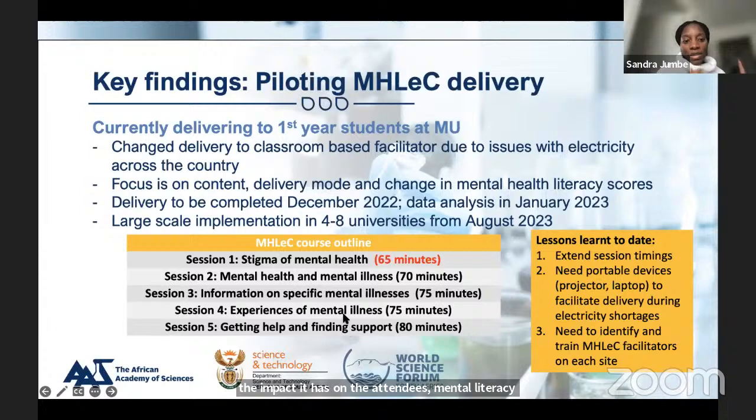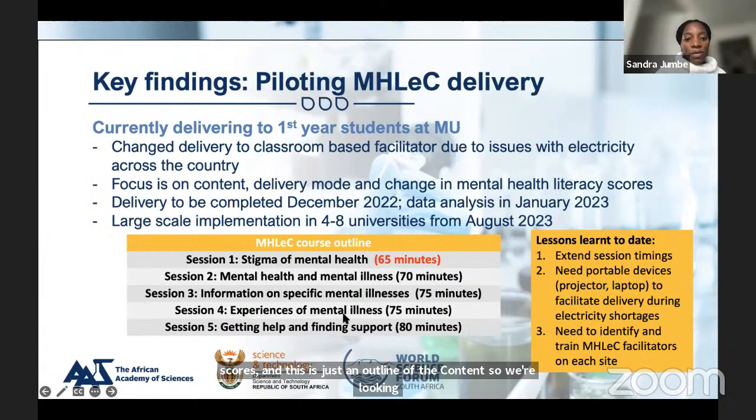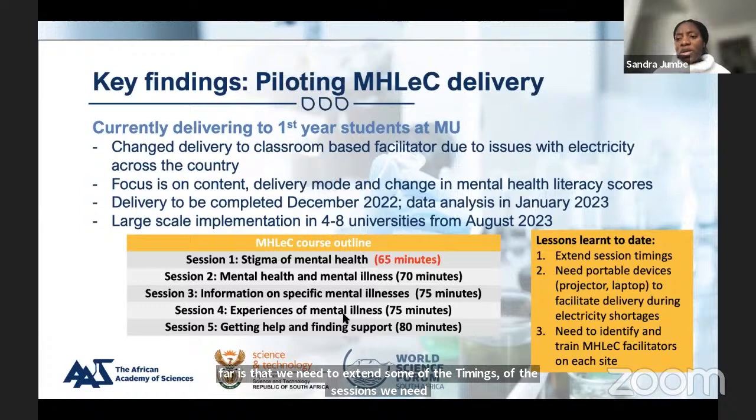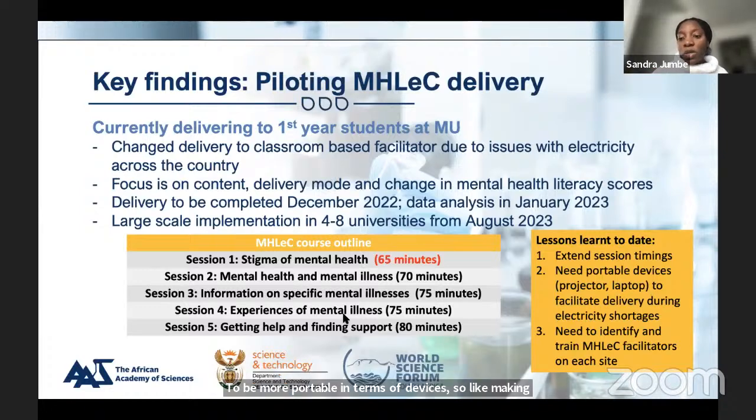So we have 5 sessions that look at stigma, specific conditions, information, lived experiences of people, and how to get help and support from a very local perspective in Malawi. What we've learned so far is that we need to extend some of the timings of the sessions. We need to be more portable in terms of devices, like making sure we have projectors and laptops to facilitate times when we don't have access to electricity, which is a chronic problem in the country.